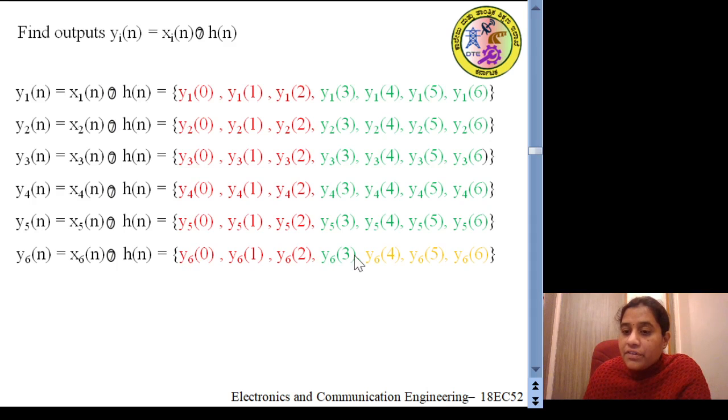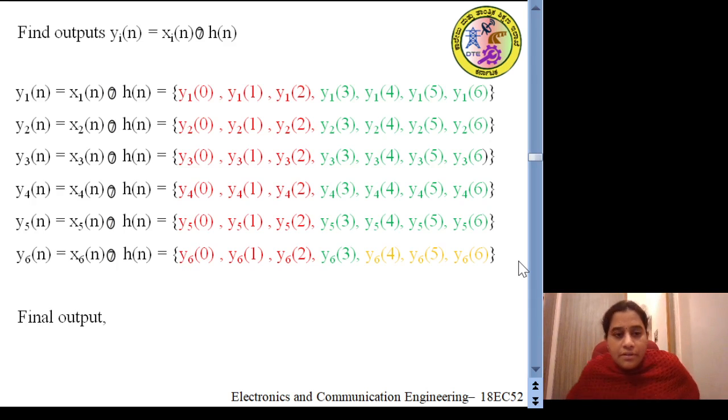And y6 of 3 is because of the last sample of the incoming long sequence, and the yellow color samples are the values obtained because of the appended zeros. So you have to concentrate on the colors of these samples. Whatever values we have represented using red color, and whatever we have represented using green and yellow color. So observe what will be the final output.